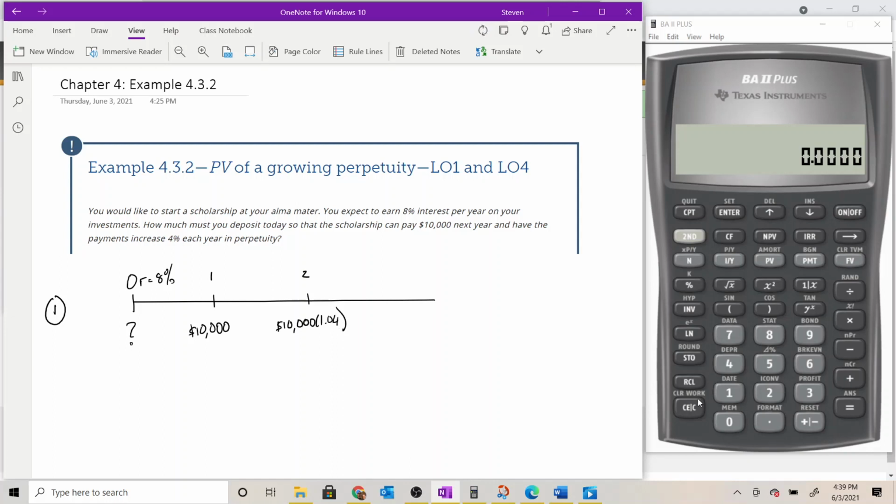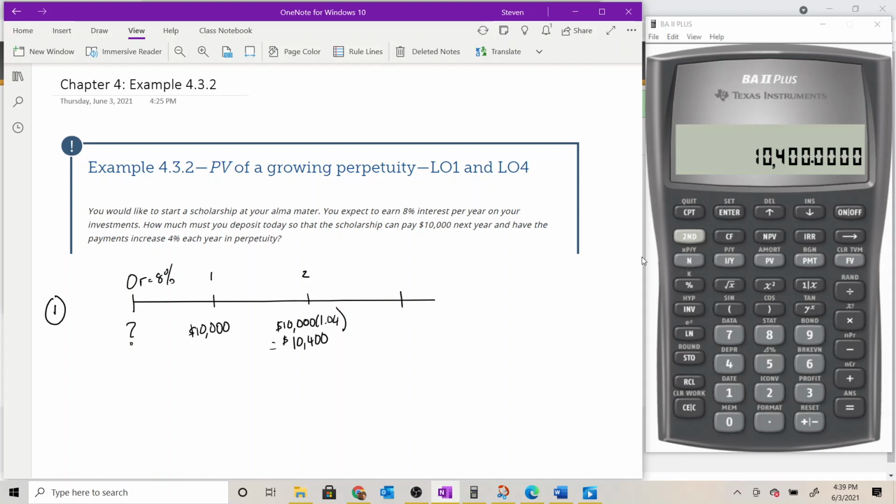All right, so 10,000, we can type it in if we want, is just going to be 4% times 10,000, just so we can see how the math works out here. There's going to be an extra $400, or an extra 4%, on that cash flow. So the cash flow at the end of year 2 is going to be $10,400.